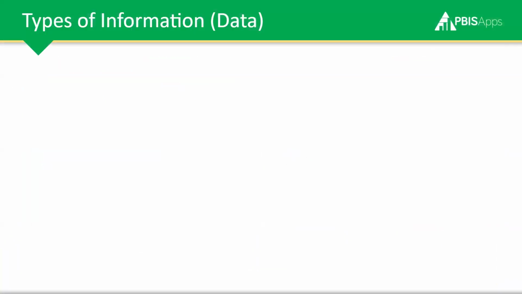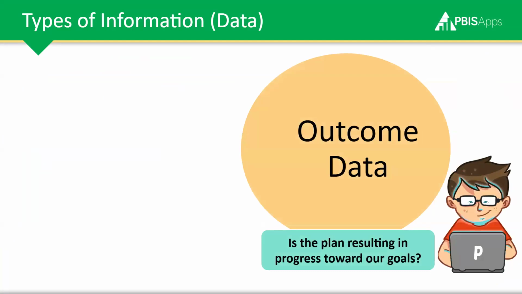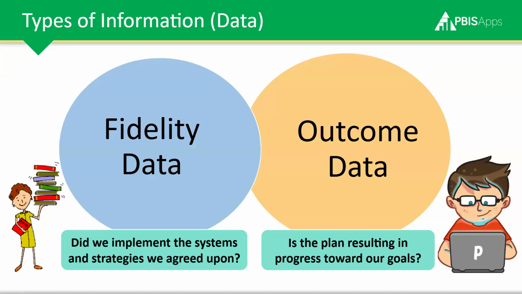There are two different types of data that we look at in regards to PBIS. The first is called outcome data. Is the plan resulting in progress toward our goals? Is what we want to happen happening? The second type of data is fidelity data. A lot of times the fidelity data looks at, are we implementing the systems and strategies that we agreed upon? Are we doing what we said we would do the way that it's meant to be done?